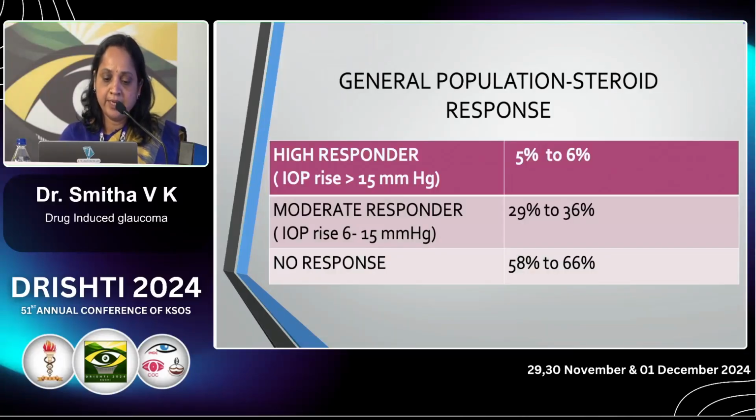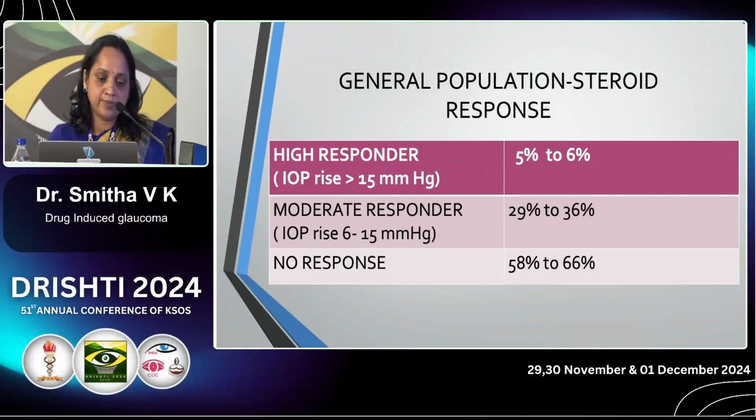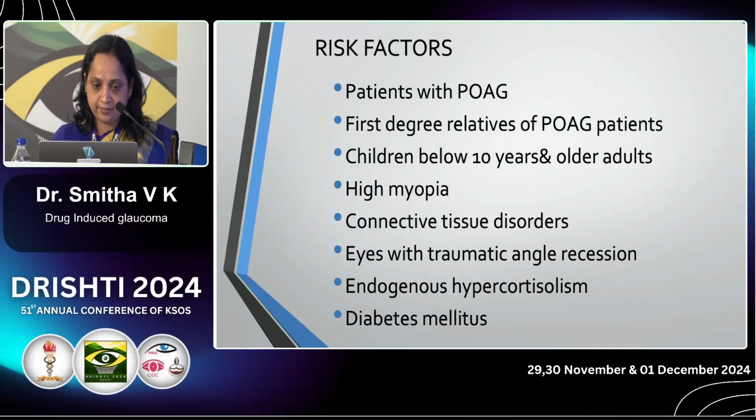In the general population, about one-third are moderate responders with an IOP rise of 6 to 15 millimeter mercury, and 5 to 6% are high responders with an IOP rise of more than 15 millimeter mercury. The risk factors include patients with POAG, first-degree relatives of primary open-angle glaucoma patients, children below 10 years, older adults, high myopia, connective tissue disorders, eyes with traumatic angle recession, diabetes mellitus, etc.